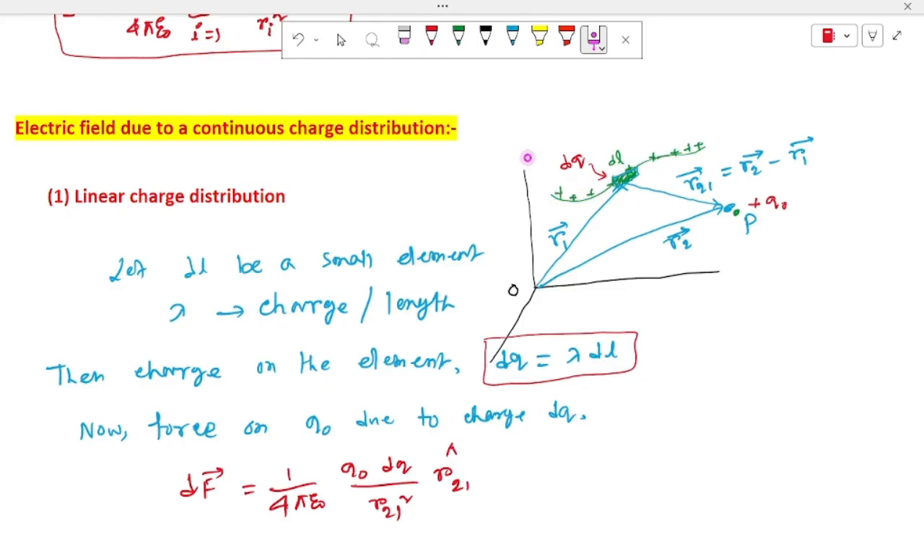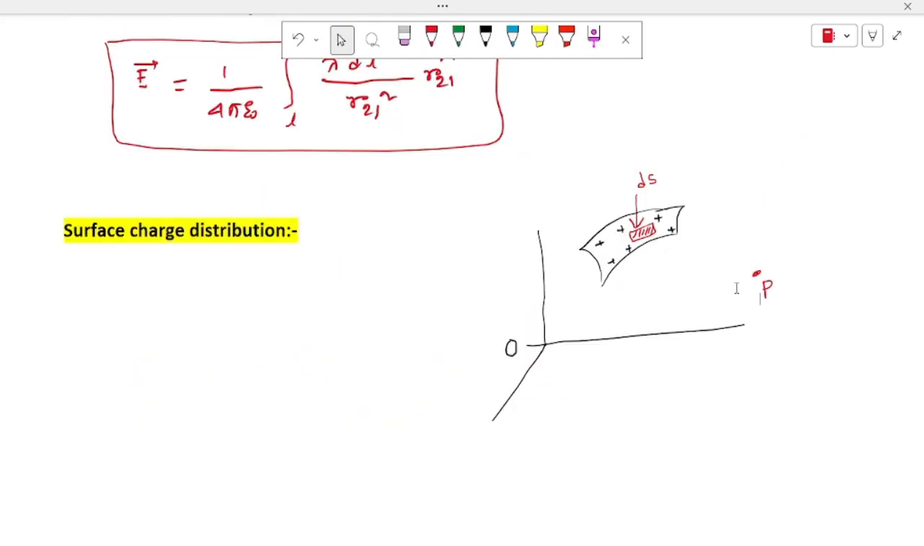Now, when charges are distributed throughout a surface, for the surface charge distribution, let us consider a surface in which positive charges are distributed. We will take a small element ds, whose position vector is r1 vector, and the point P is where we want to calculate the expression of electric field due to the surface charge distribution.